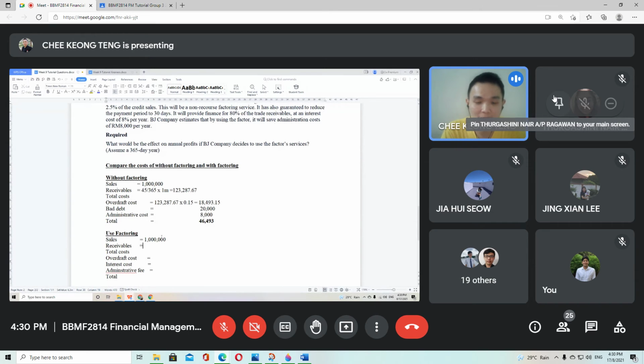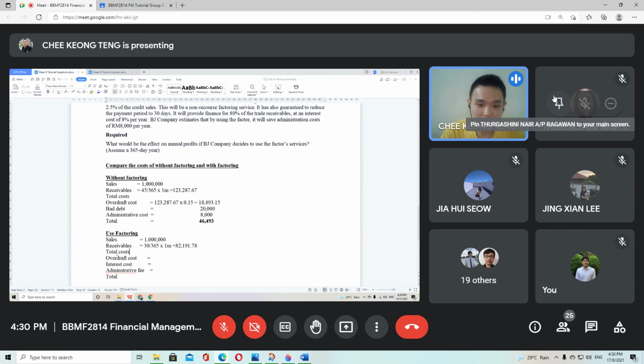Alright? But receivable definitely is different, because the factors are so efficient. No longer 45 days, so only 30 days. Times 1M also. It will be 82,191.7. Only RM. Alright, so as you can see, the shorter the time, definitely the lower the amount of your receivable, and the lower the amount that you need to finance for your working capital.